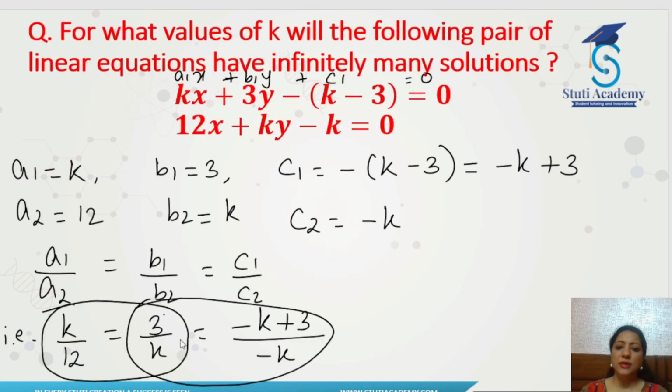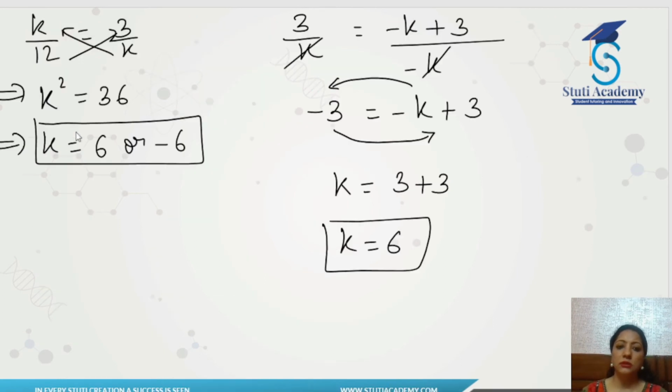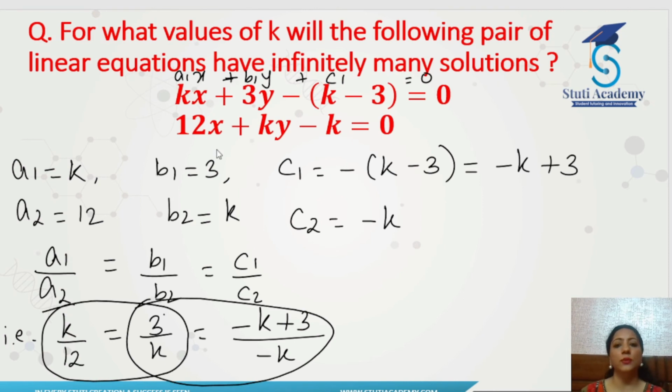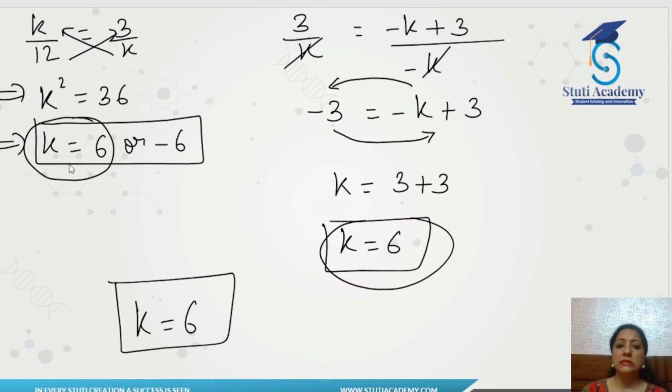Now if we solve these two ratios, we are getting k as positive 6. And if we solve the first two ratios, we are getting k as 6 or minus 6. So since we have k is equal to 6 common to both of them, we can say finally k is equal to 6 will make the given set of equations consistent and they are going to have infinitely many solutions. Since we want infinite solutions, we need k is equal to 6, since that is satisfying both the conditions here, both the ratios here.